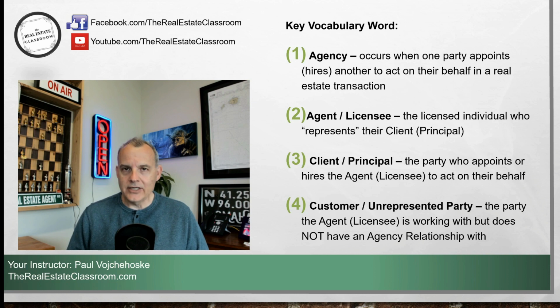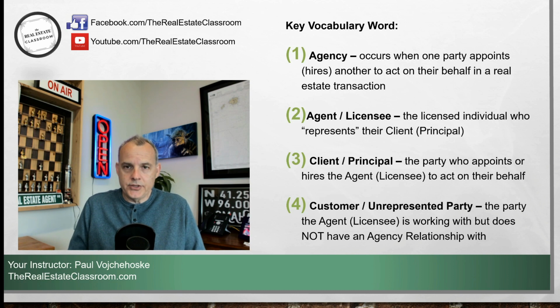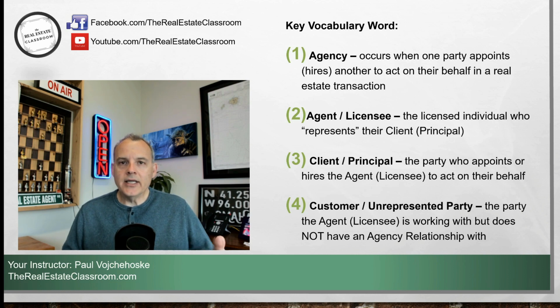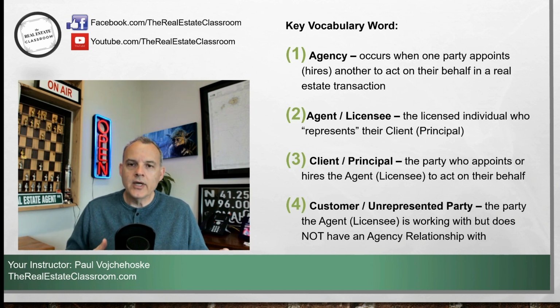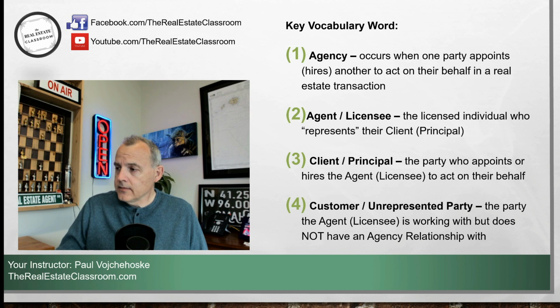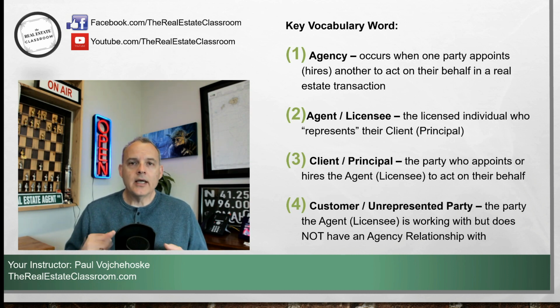The first one I want to talk about is agency. Agency is a legal relationship, and it occurs when one party appoints or hires another party to act on their behalf in a real estate transaction. So maybe the owner engages a property manager to represent their interest. There is a legal agency relationship between those two. Maybe a real estate agent is hired by a seller to sell a piece of property, and they have entered into an agency relationship. Or maybe a real estate professional is hired by a buyer to go out and find them a home to buy.